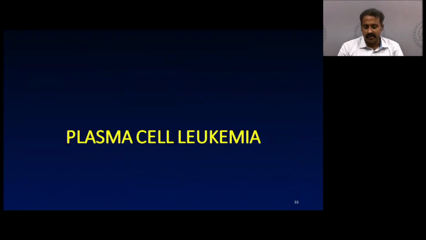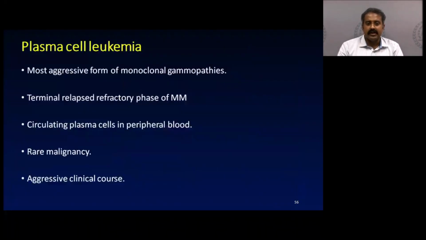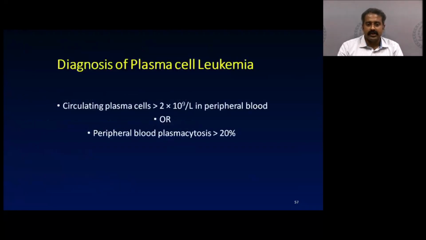Looking at plasma cell leukemia, I had told you that with each relapse, myeloma becomes refractory and finally reaches a refractory stage. This most aggressive and terminal relapsed refractory phase of multiple myeloma is called plasma cell leukemia. Here what you can see is the plasma cell starts appearing in the peripheral blood. It's a very rare malignancy, but it is associated with a very aggressive clinical course. This is diagnosed based on the peripheral smear finding.